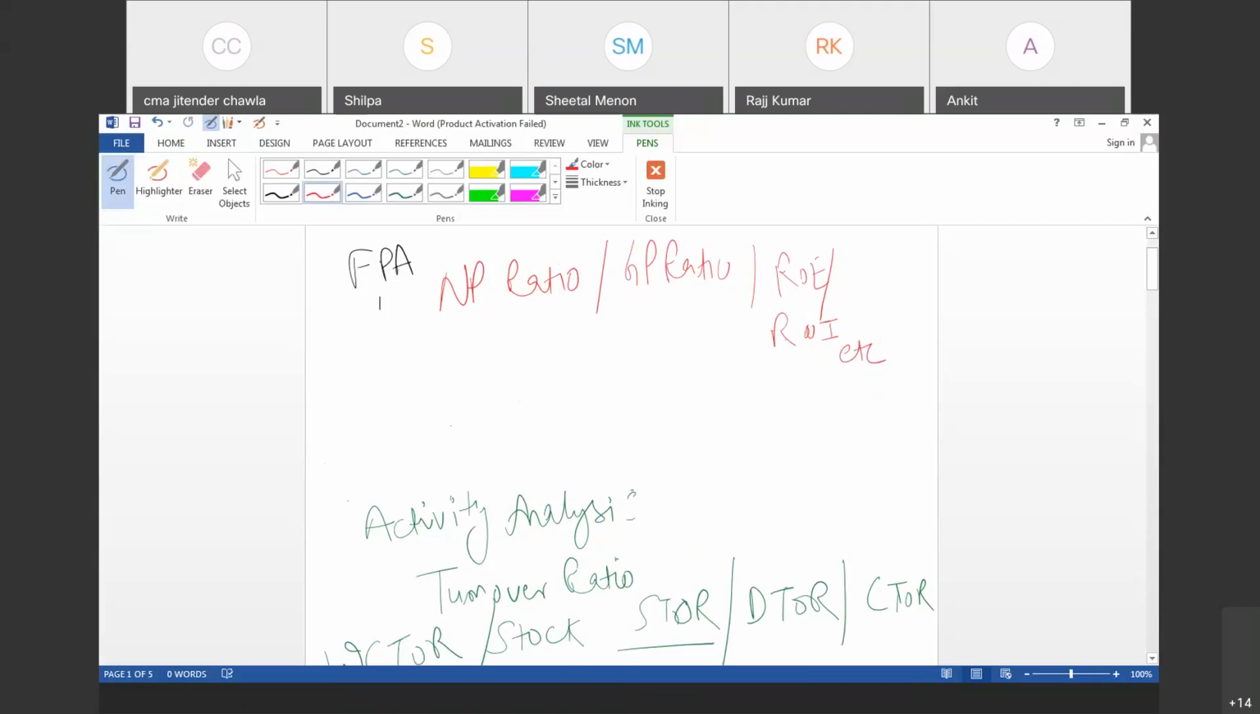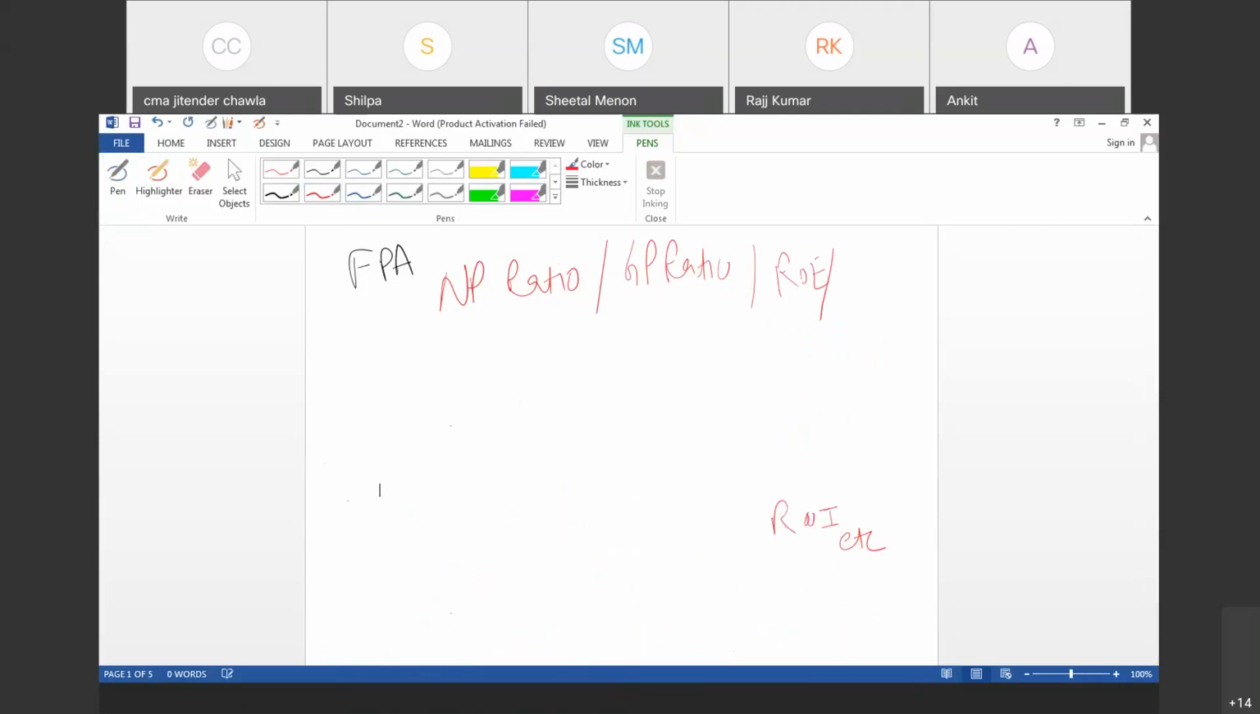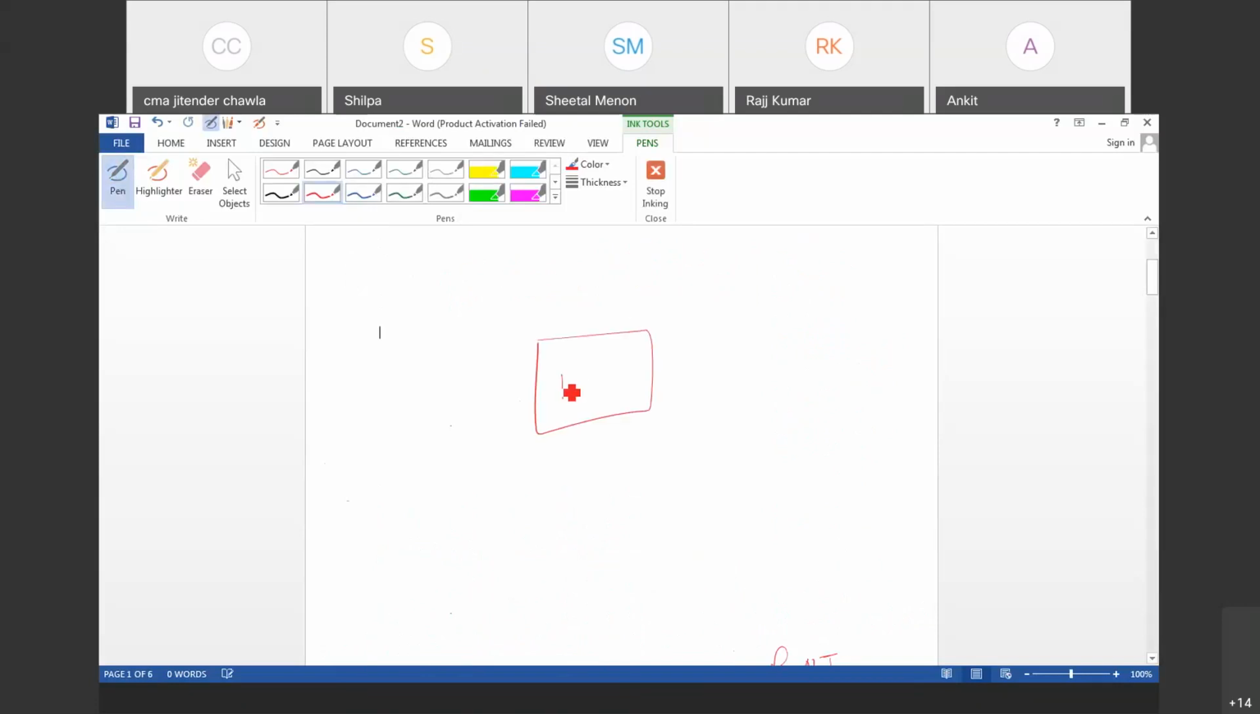So, if I ask you again, what are the functionalities of FPA? So we have four functionalities. Any one of you may turn up and reply. One is working capital, one is activity, one is capital structure or financial structure, one is profitability.